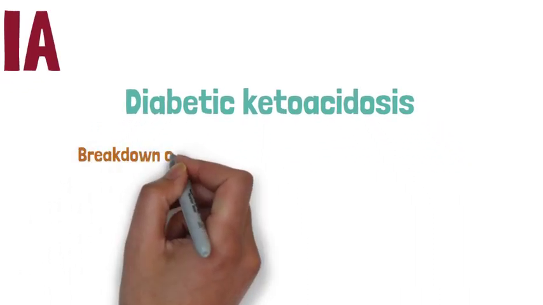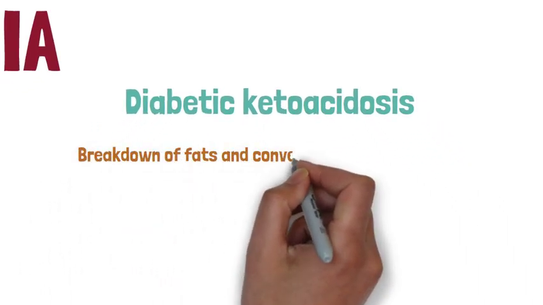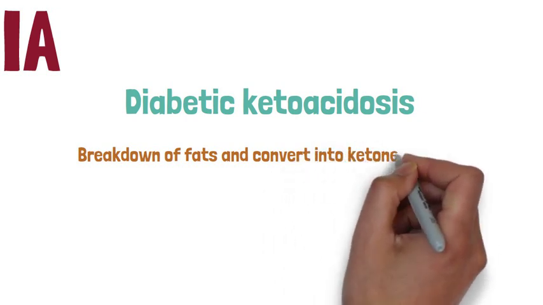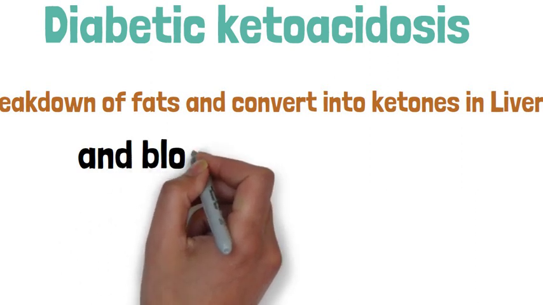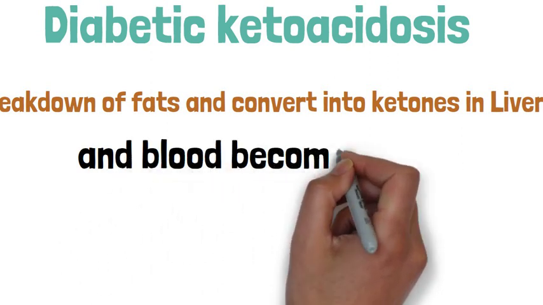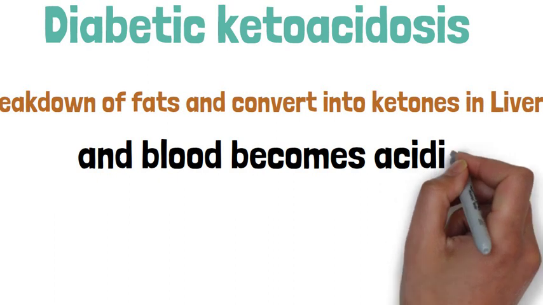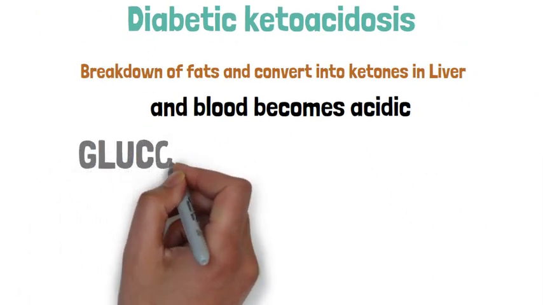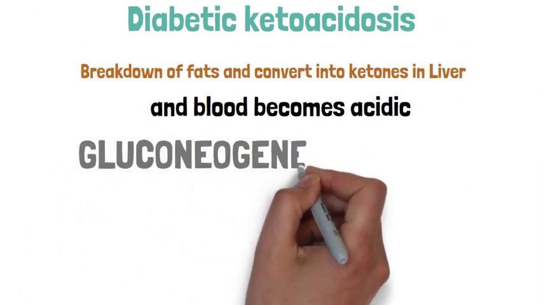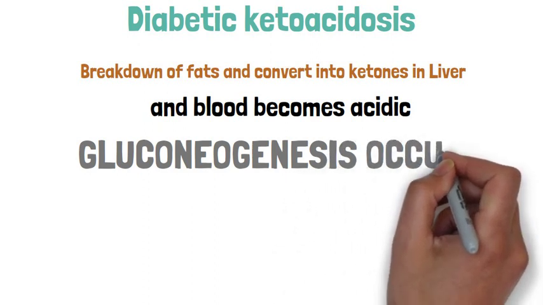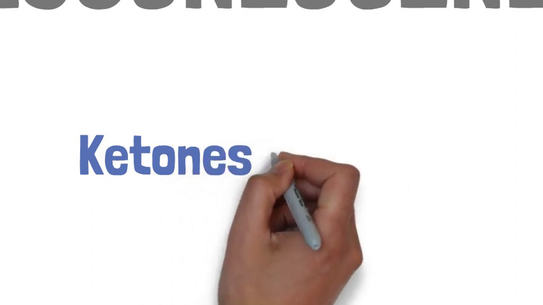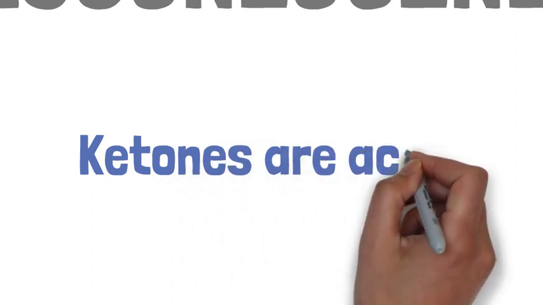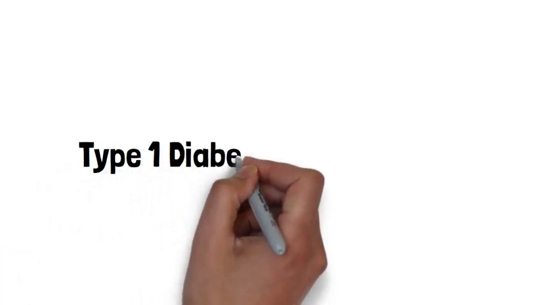Fats break down and are converted into ketones in the liver, and the blood becomes acidic. In this case, fats break down into ketones and the blood becomes acidic. In this case gluconeogenesis occurs. Gluconeogenesis is the making of glucose from non-carbohydrate sources. Too much breakdown of fats into ketones can make the blood acidic. You know ketones are acidic in nature.